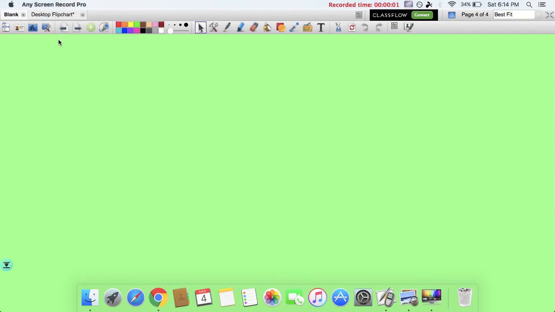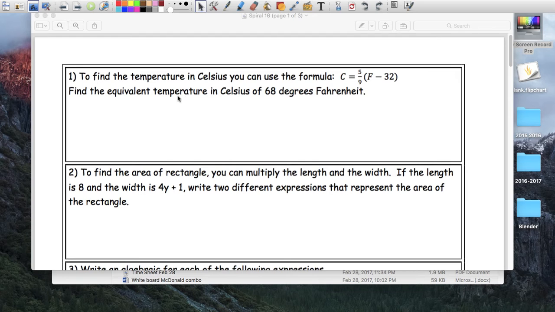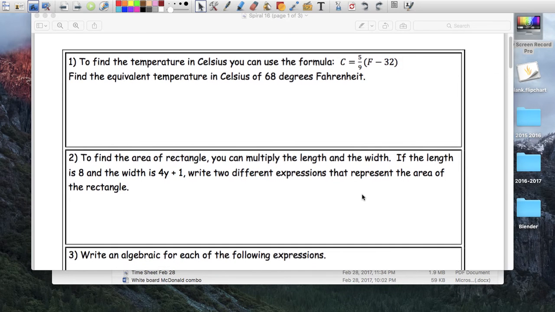Spiral 16. Okay, here we go. A lot of these questions will actually help you with your test on Friday as well. So let's start. Question 1.